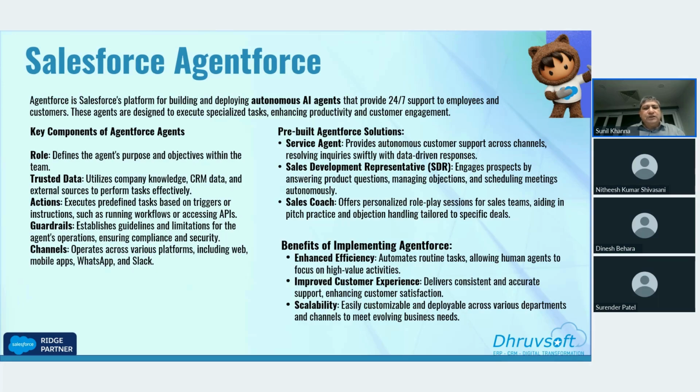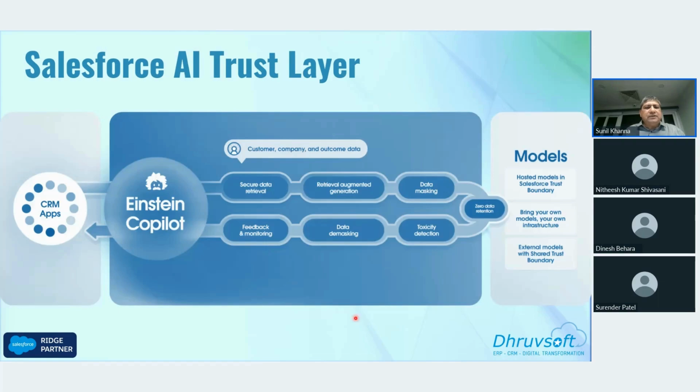So let's look at how Salesforce works on your data when you use any of its AI capabilities. This diagram here shows that whenever any of your Salesforce CRM applications, whether it's Sales Cloud or Service Cloud, has to do a particular AI related transaction, it sends your data, which can be customer data, company data, or any kind of outcome data that you're sending to the model. That data is securely retrieved, and before it is sent to the model, the data is grounded, and at the same time the data is masked.